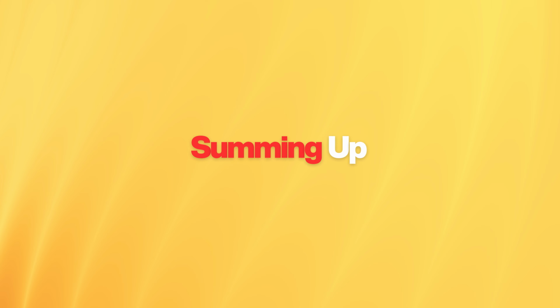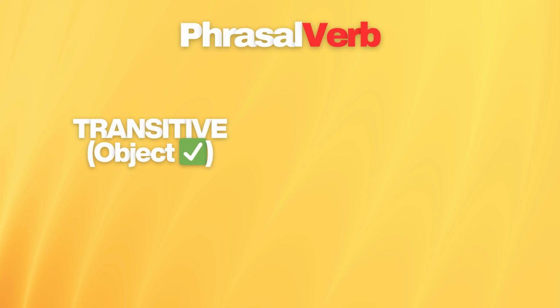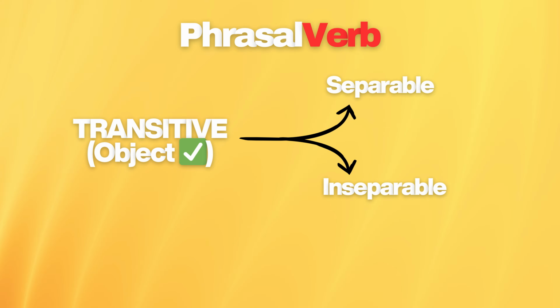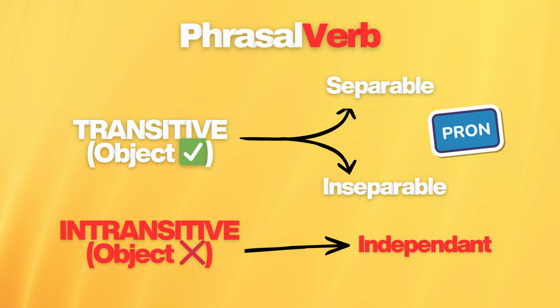So, summing up our learnings today, there are two types of phrasal verbs. Transitive, it needs an object. It further splits into separable and inseparable along with the pronoun rule. And other type is intransitive. No object required. They are independent. That's the base of phrasal verb.